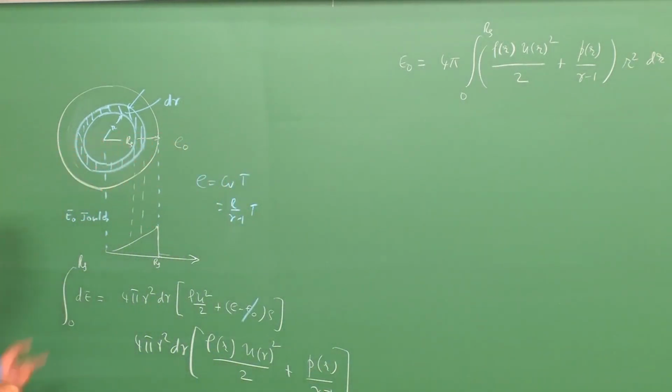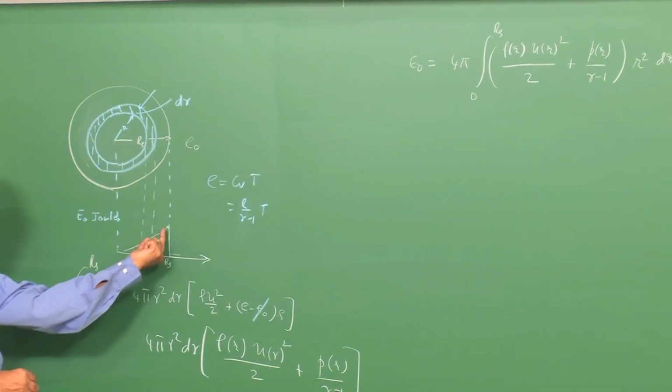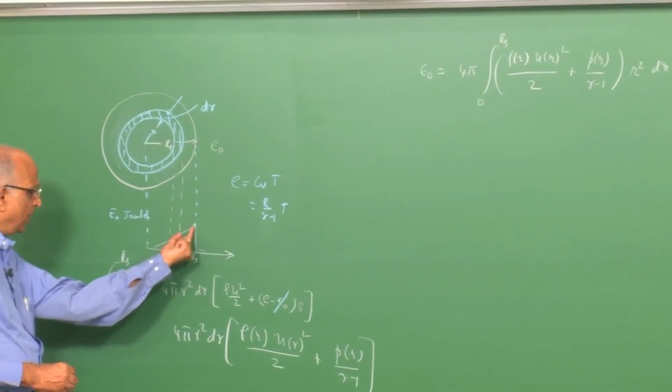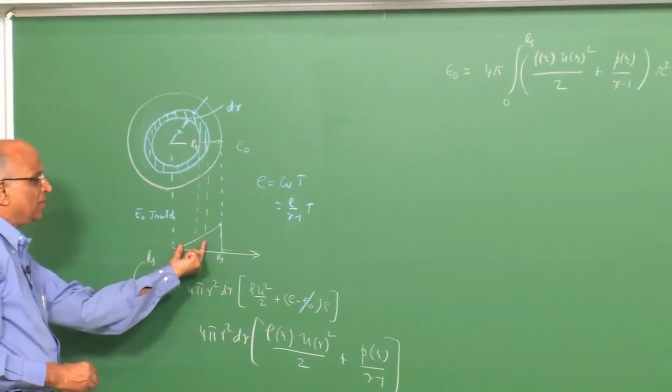Now, when we look at the distribution, we say starting from Rs, it keeps decreasing over here or it changes over here.